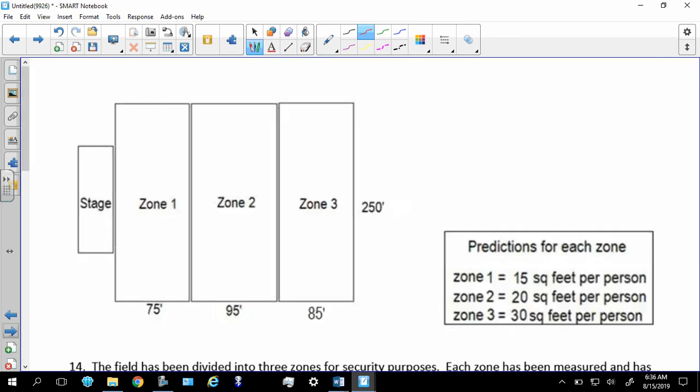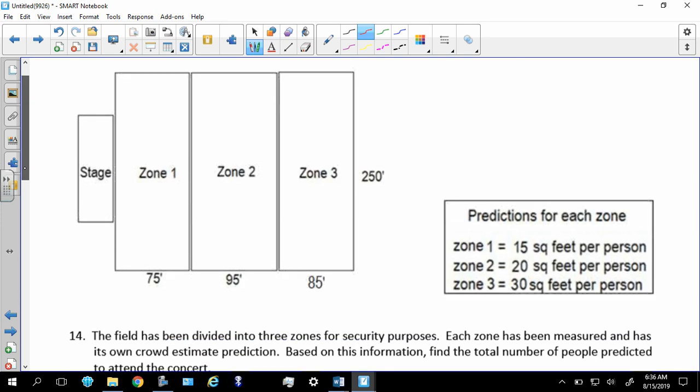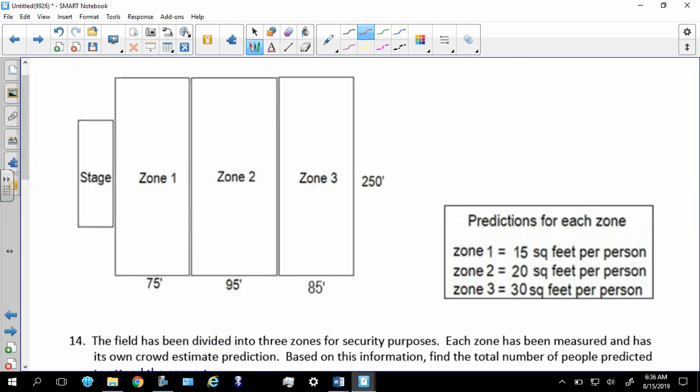All right. These here, you guys should be so good with these. You should be able to talk me through it. First thing you need to do is find the area of each zone. So the area of zone 1 is 75 by 250, which gives you an area of 18,750. That's the area for zone 1.